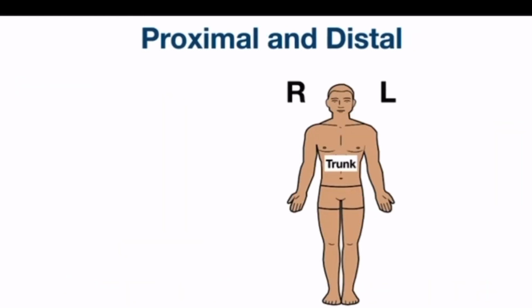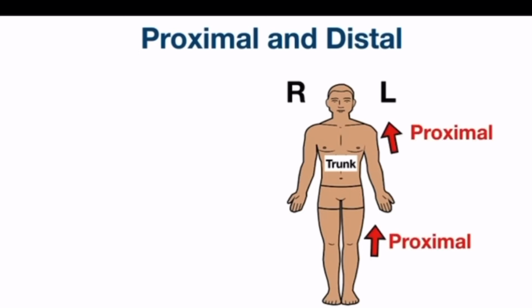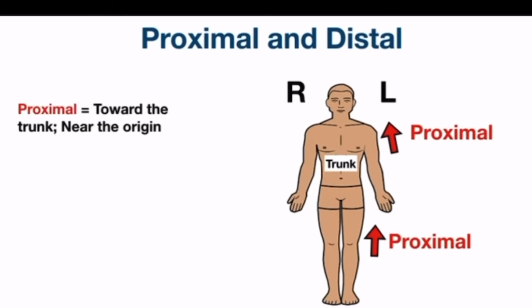The next pair of directional terms is proximal and distal. These terms are most commonly used on the extremities and tubular structures. If we move toward the trunk or point of attachment, then we're moving proximal. So proximal is defined as toward the trunk or near the point of attachment or origin. For proximal, you can think of the word proximity, which means near or close.